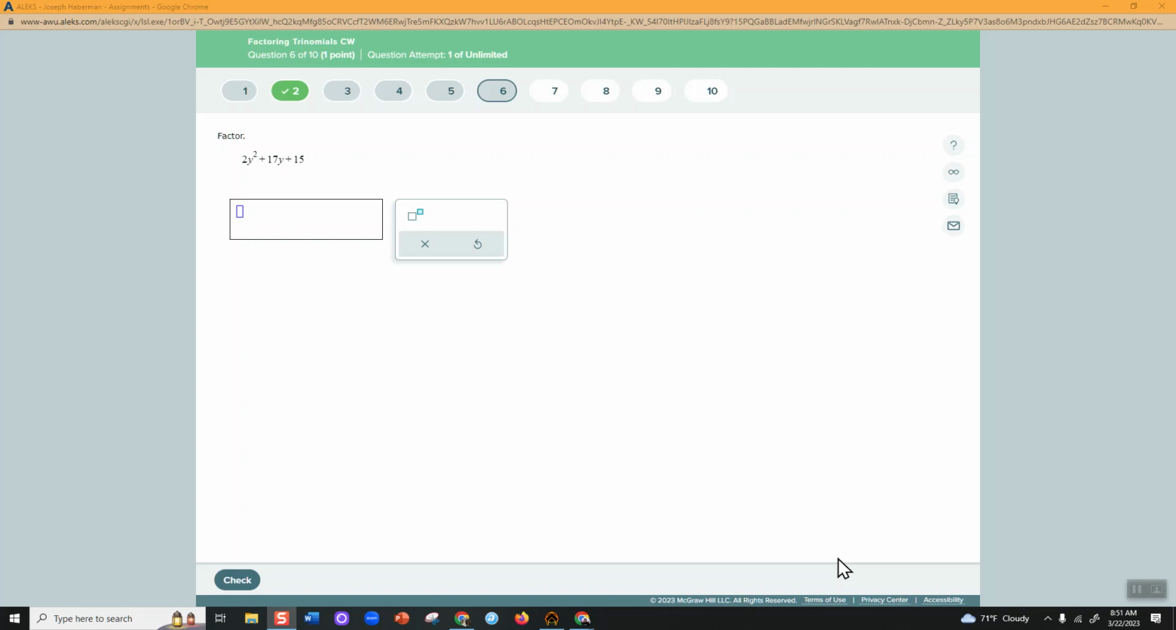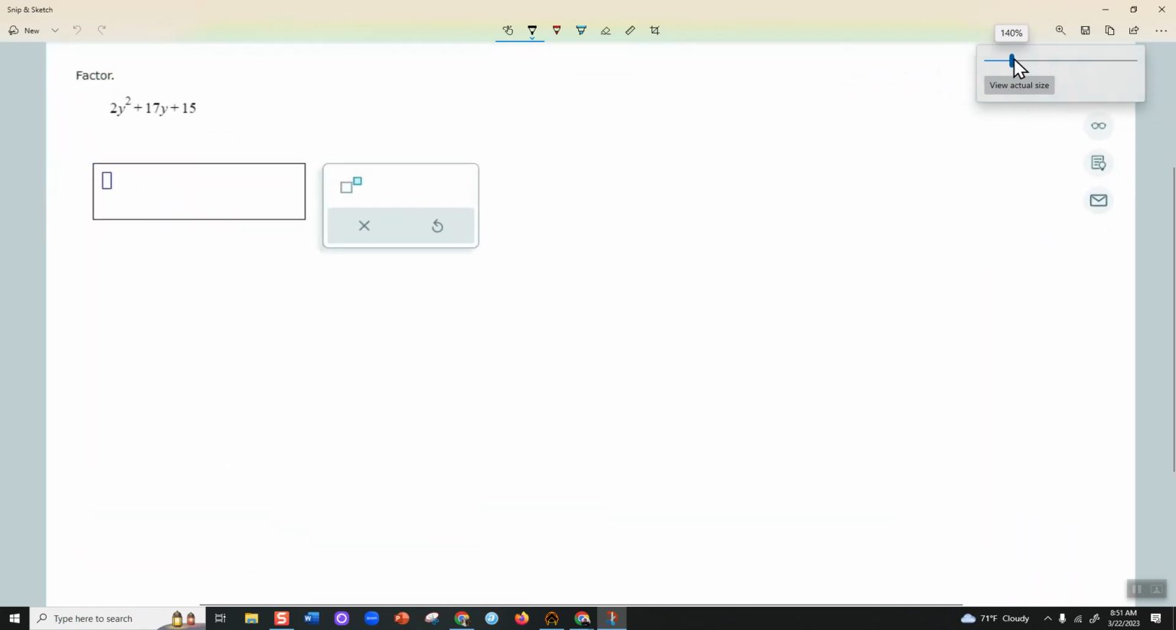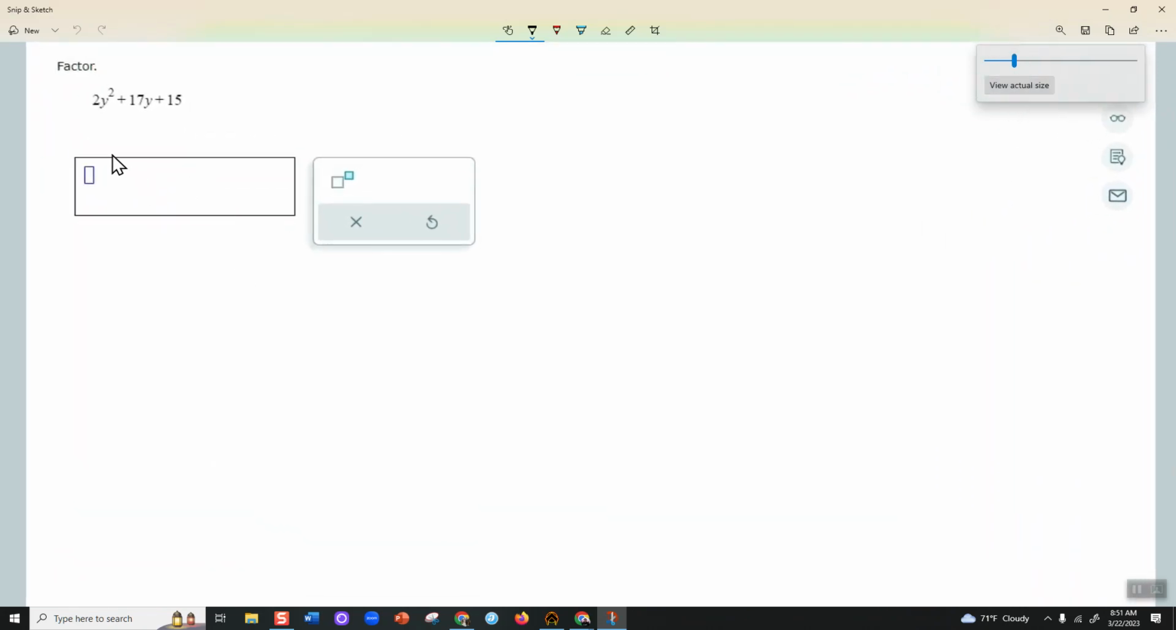Okay, number 6, second part of our factoring trinomials classwork. We have a leading coefficient of 2. We always want to check for a GCF. If the leading coefficient is 2, we always want to check to see if the other two numbers are divisible by that.